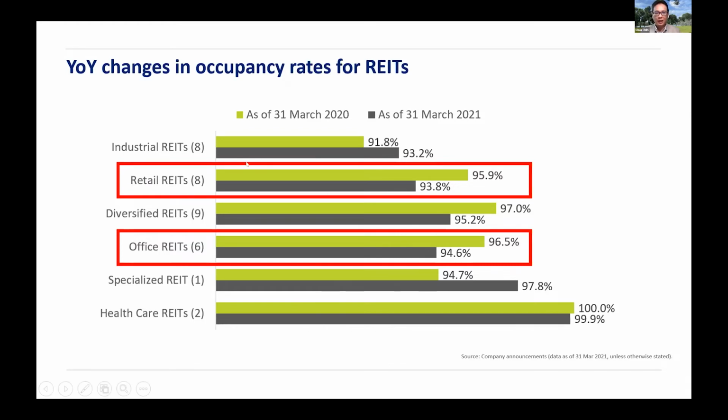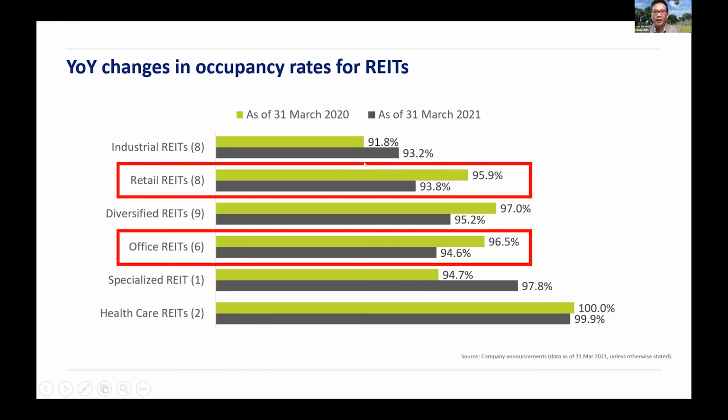Now I have highlighted the occupancy rate for the retail and office REITs. Yes, I'm not going to lie about it. Because of COVID, the occupancy actually dropped. That is a fact, and I think everybody knows. You have work from home, you have lockdowns. Obviously, some of the tenants cannot take it and will leave the particular properties. But what I want to stress here is that the drop is actually not very significant. Look at it carefully. You're not saying that 50% of the malls become vacant, or 30% of the offices become vacant.